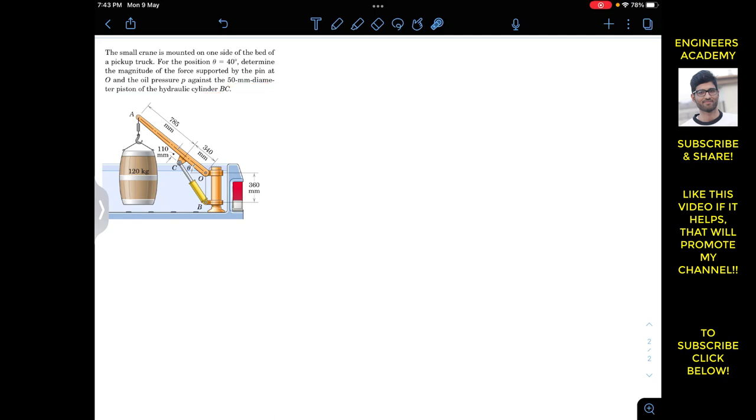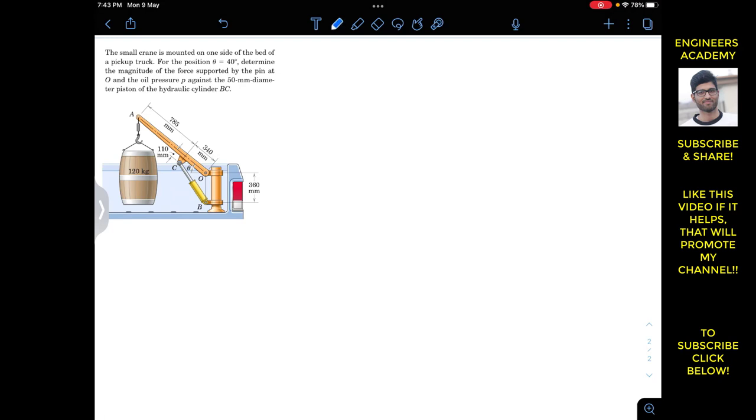So here we have the hydraulic cylinder, and this hydraulic cylinder has a diameter of 50 mm. So we have to find the pressure which is applied by this BC cylinder, that is, the piston of this hydraulic cylinder. For that we have to draw the free body diagram. So first let me draw the free body diagram.